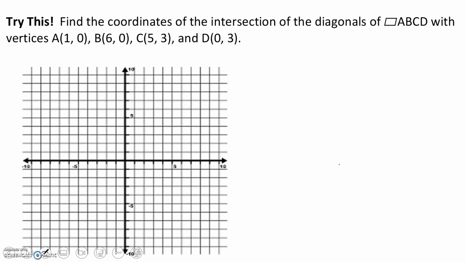Now your turn to try. Find the coordinates of the intersection of the diagonals of parallelogram ABCD, with vertices at A(1, 0), B at 6, 0, C at 5, 3, and D at 0, 3. Start by plotting the points, draw the diagonals, and identify the intersection. Compare with a neighbor when you're done. Pause the video to give it a try.